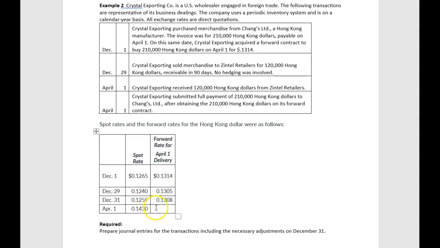With the spot rate and the forward rate, there is no more forward contract after April 1st because that's the due date of the delivery. So the 0.1430 is what the exchange rate is by the time the payment had to be made. So we'll see that if the company hadn't engaged in a forward contract, they would have had a loss for the difference between the 0.1265 and the 0.1430. At the bottom of this example, I've included the pages in the text where you can run through another example so that you can see how all this flows again.